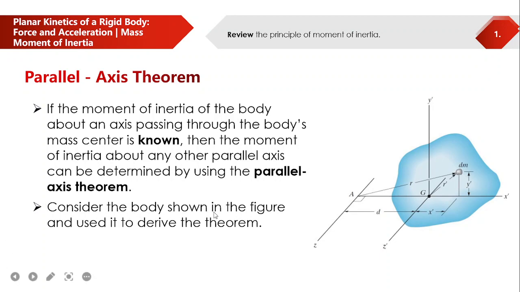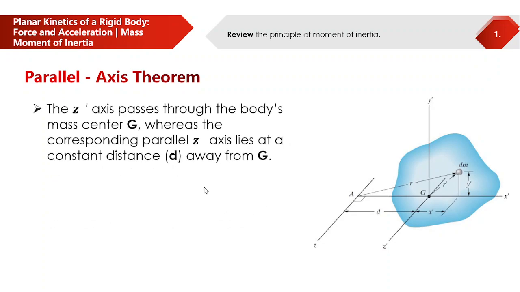So consider the body shown in the figure and use it to derive the theorem. Let's use this figure to derive the theorem. The z prime axis passes through the body's mass center G, whereas the corresponding parallel z-axis lies at a constant distance d away from G. You can see here the figure.